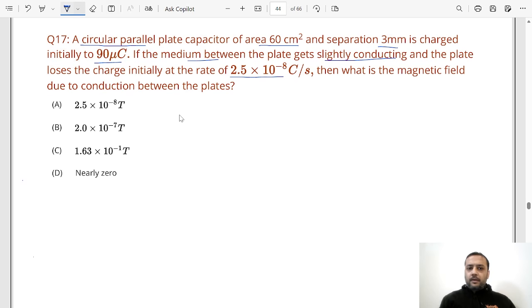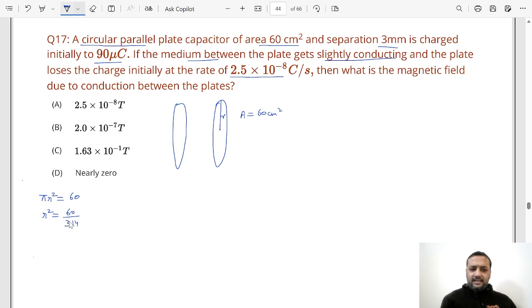So look, what is happening here is that suppose this is a circular parallel plate capacitor. So this type of a capacitor is here, and the area of the plates is 60 centimeter square. Okay, so using this we can find the radius of the circular plate. So if r is the radius of this, pi r square will be 60 centimeter square. So r square will be 60 upon 3.14. Now look, 60 upon 3 is nearly 20, so this will be slightly less than 20. Okay, you can say around 19.5 something.